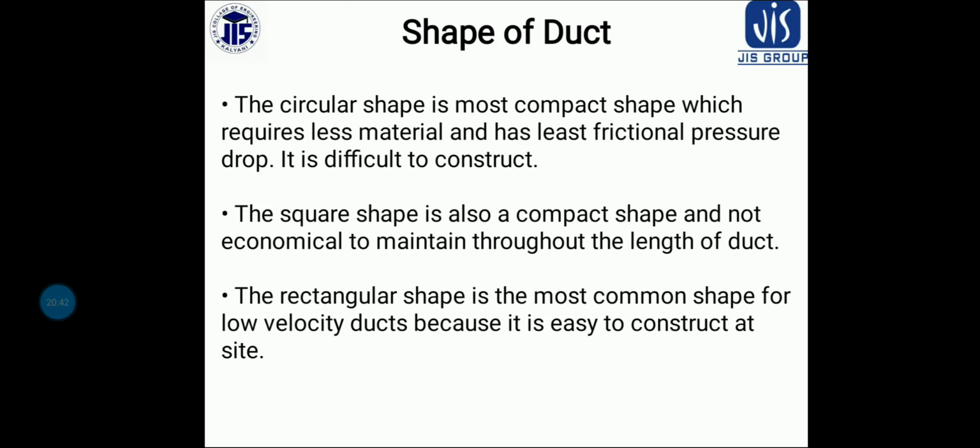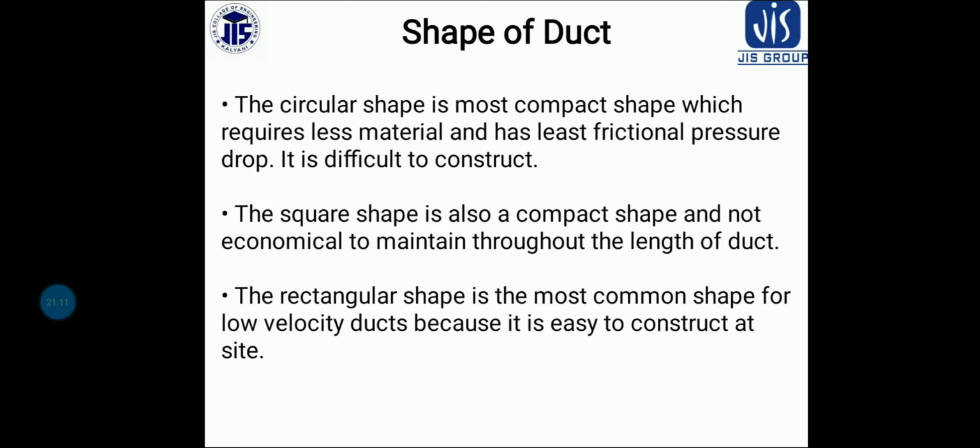Thus, on these two counts, the velocity of air in the duct has to be kept at a reasonably low level. Okay, and with lower air velocity, the size of the duct, that means the material content of the duct, increases, and thus the duct system should be a balance between the initial cost and the operating cost for a given rate of flow of air.